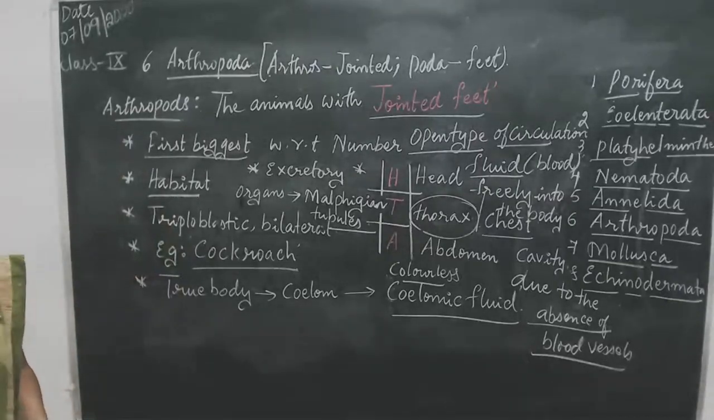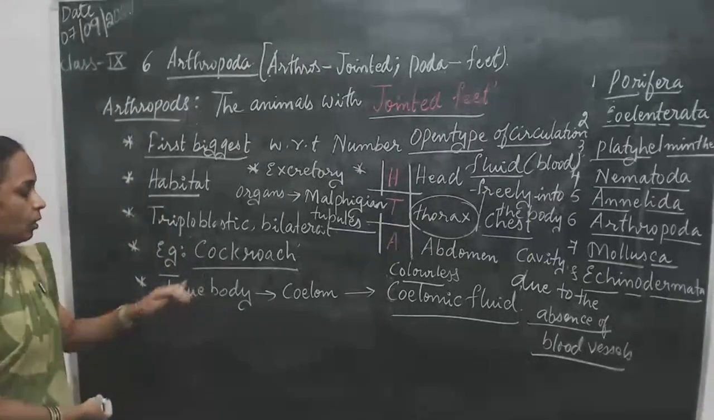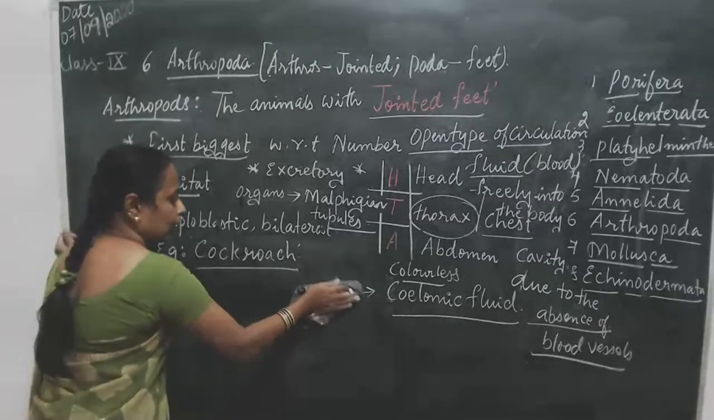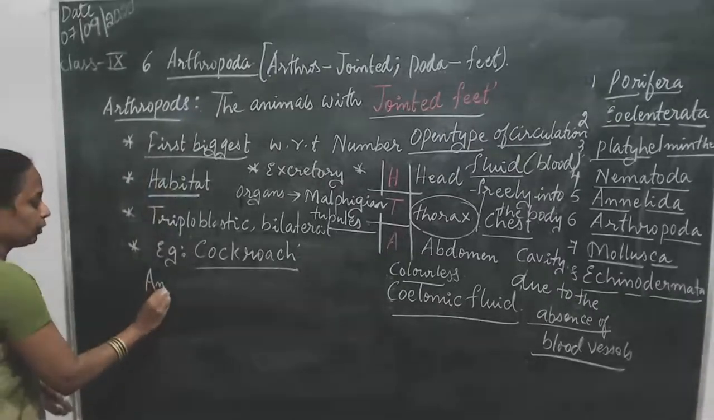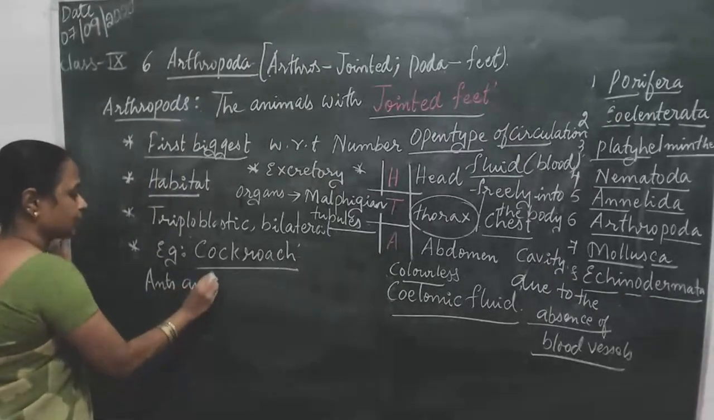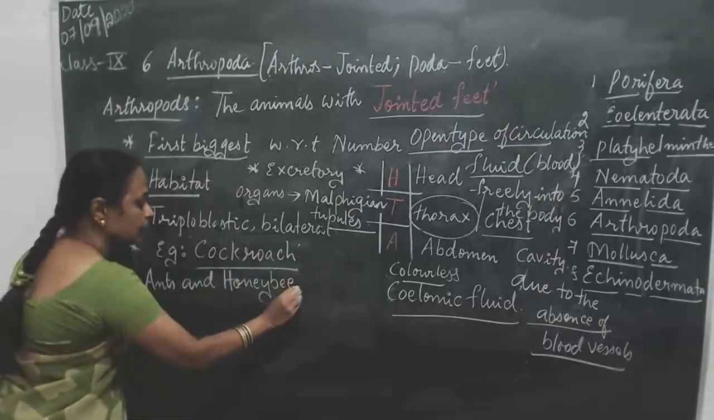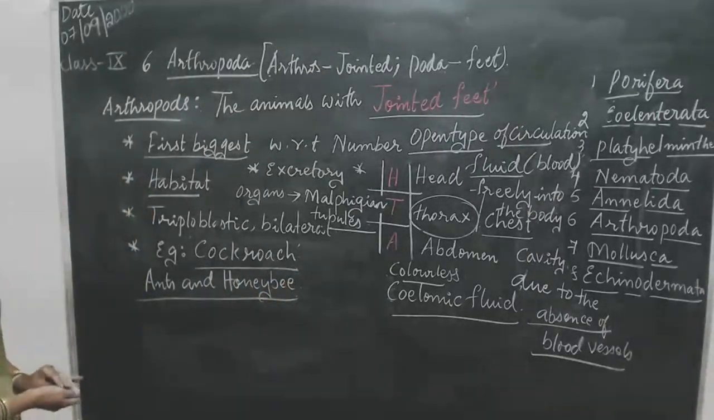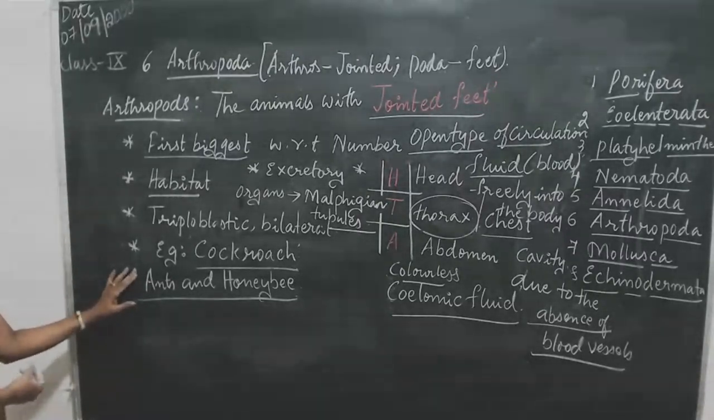Then let me give the examples. Which are the examples which can be included under arthropods? Cockroach has been given. And very important to be noted, ants and honeybees. Ants and honeybees are taken as the group of insects which gives a very important lesson for human beings. Ants are known for discipline.